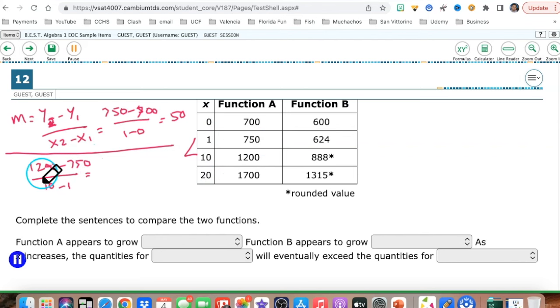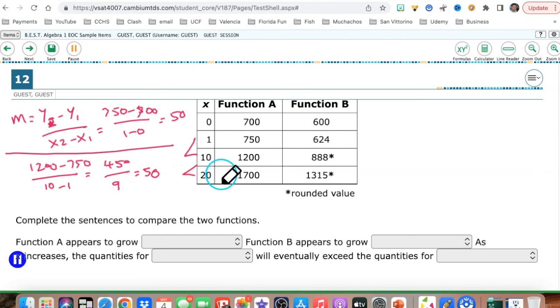1200 minus 750 is 450. 10 minus 1 is 9. 45 divided by 9 is 5, and then I add the 0. If you notice, my slope is the same. If my slope is constant, we have to do the third one just to double check.